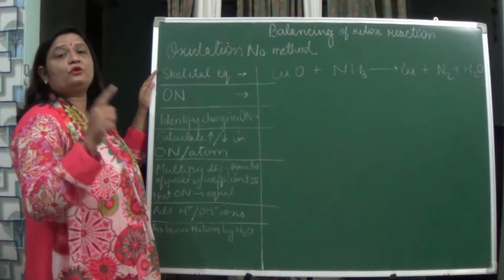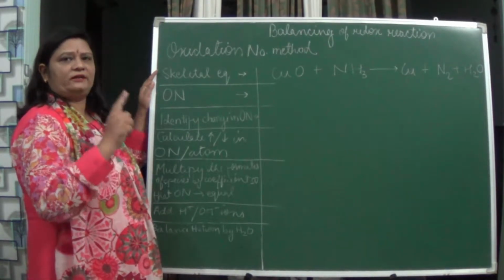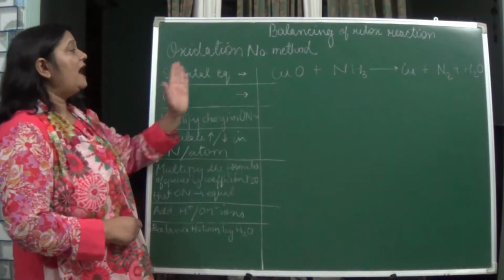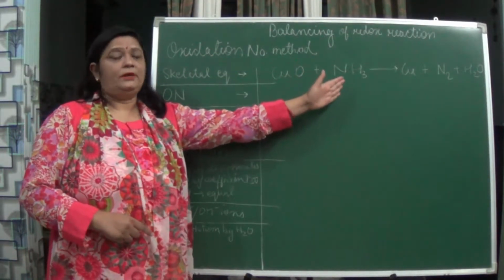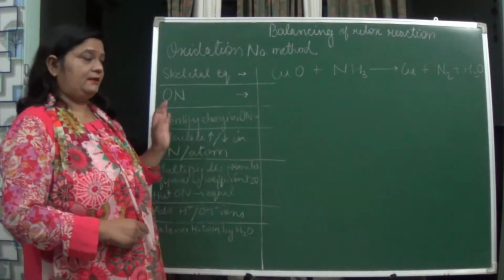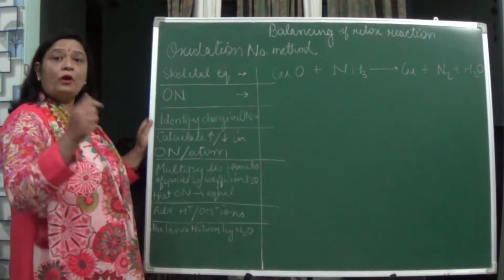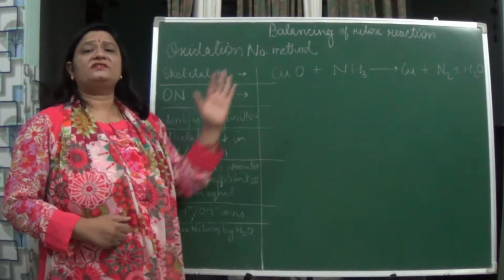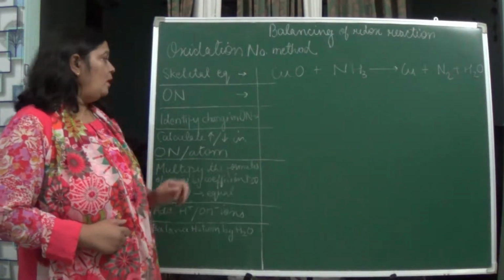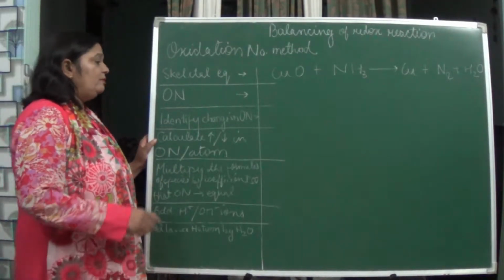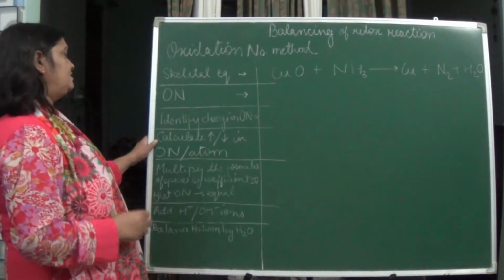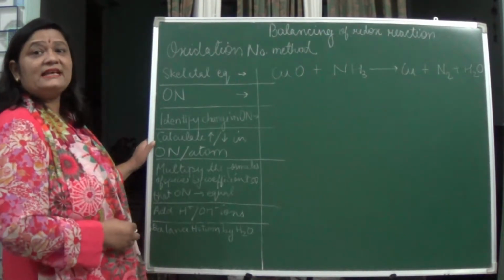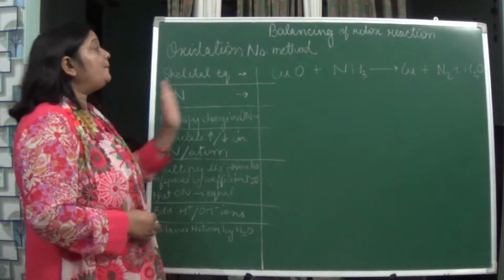It means it should not be in a balanced form, a skeletal equation which is not balanced. Then you have to assign the oxidation numbers to the different elements present in the reaction. After assigning the numbers, you will see where the change in oxidation number has taken place. Then you will calculate the increase and decrease of the oxidation number per atom.